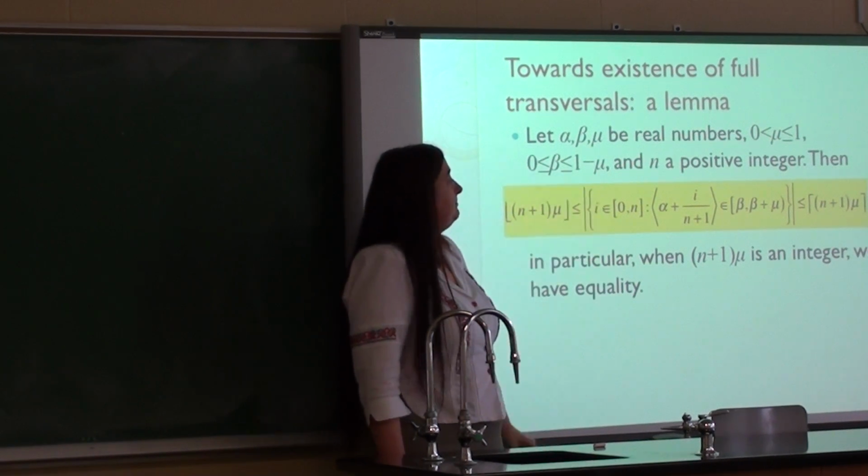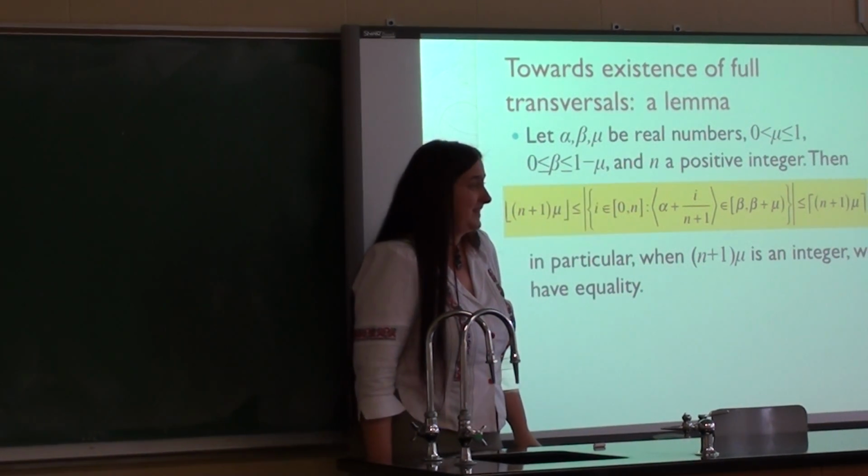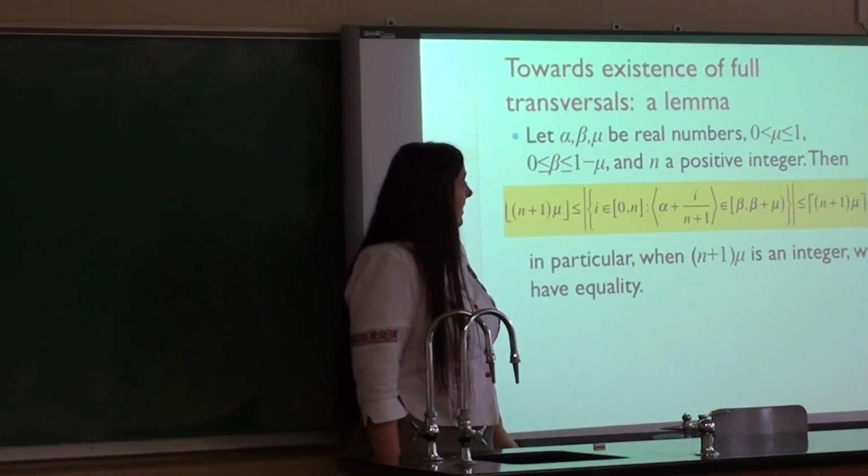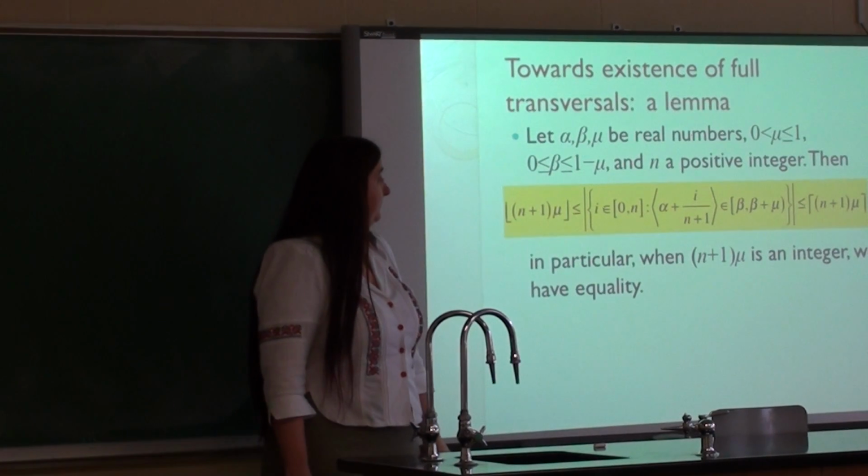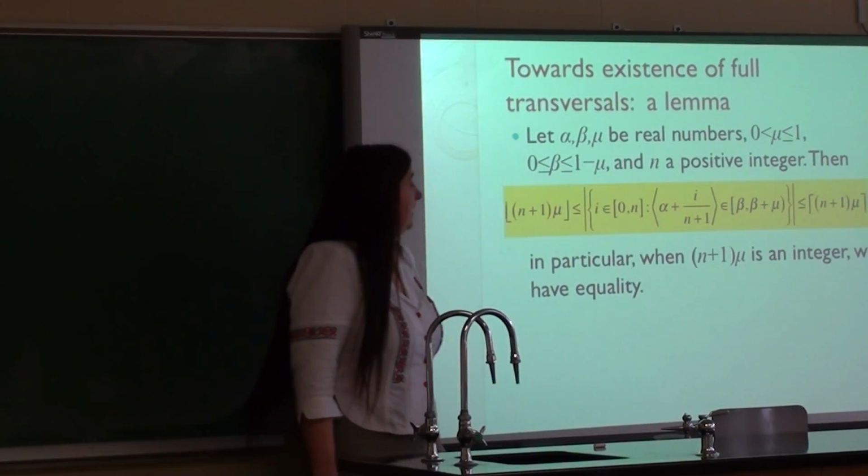This condition says that beta plus mu is at most 1, essentially, this one. Alpha is anything. Fix your positive integer m. And I'm going to do the following.